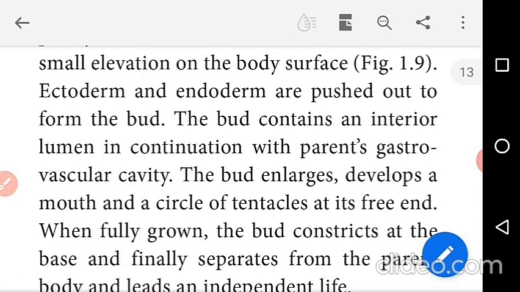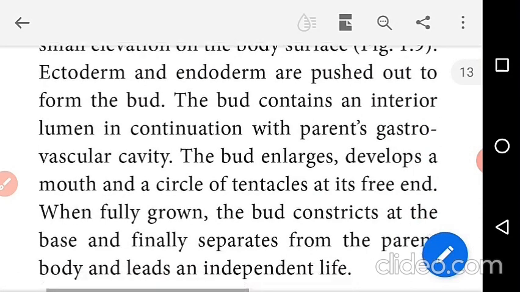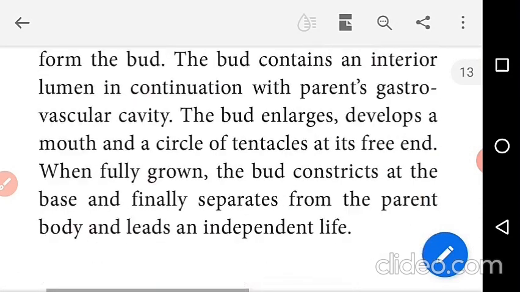Then a small bud is produced, which develops a mouth and tentacles. The bud enlarges and develops the mouth, with tentacles encircling the free end. When fully grown, it constricts at the base and finally separates from the parent body and leads an independent life.